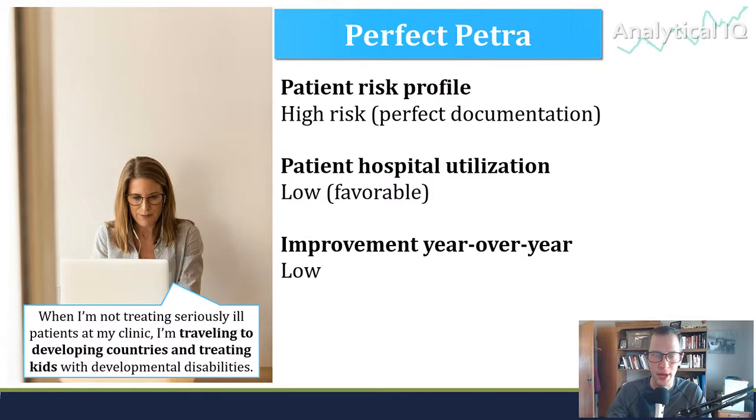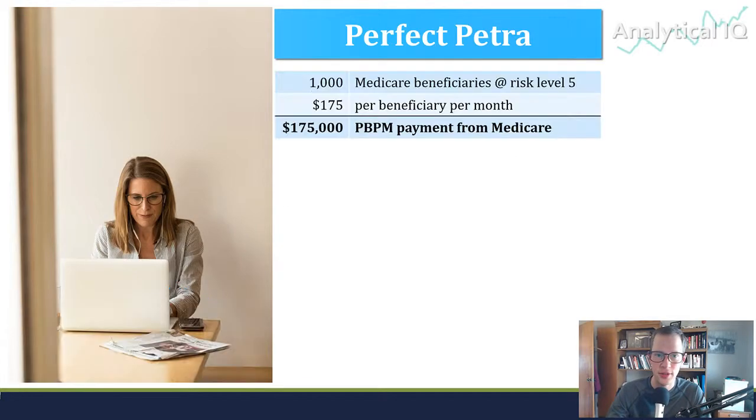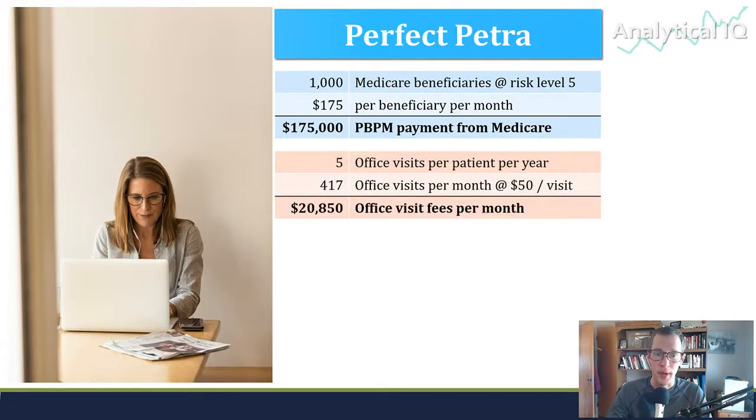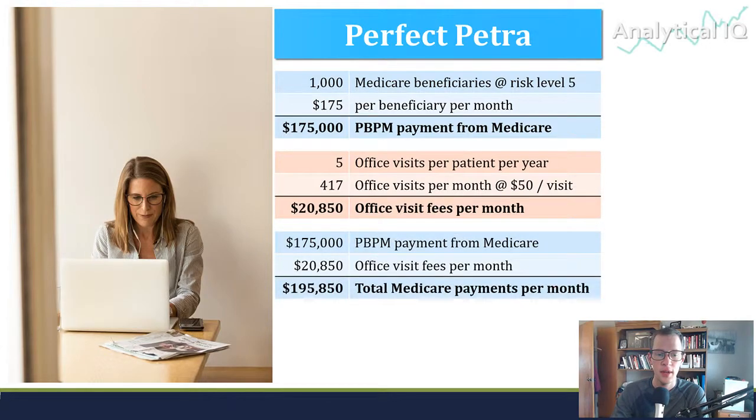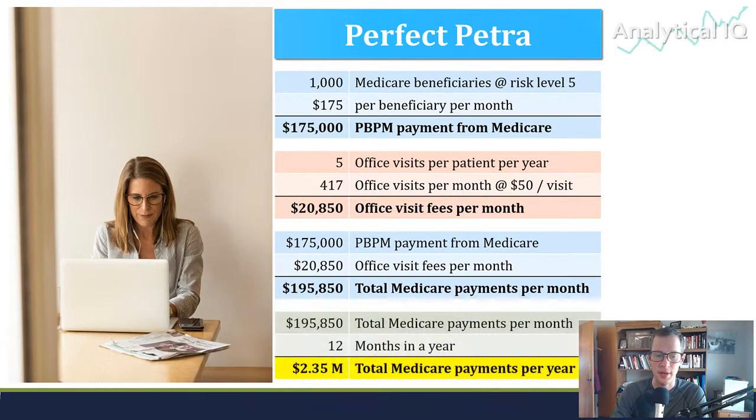Let's see how much Perfect Petra gets paid in primary care first. She's got 1,000 beneficiaries at risk level 5. That's a lot, but it's a lot of money, $175,000 a month. I'm assuming that these patients come to the office relatively often, 5 times a year, $50 a visit. And so that's going to be about $200,000 a month her practice brings in, which is 2.4 million in Medicare payments in year 1.